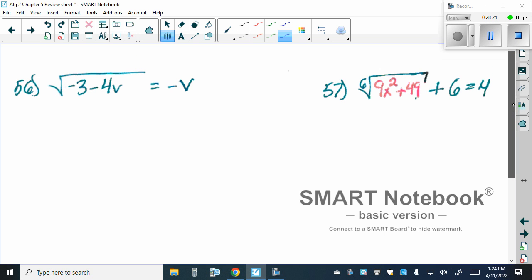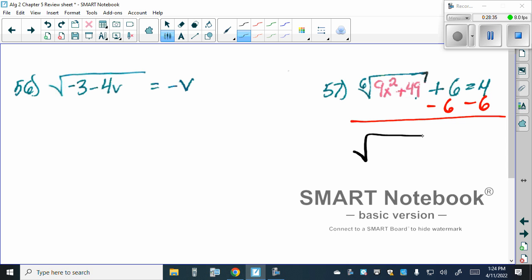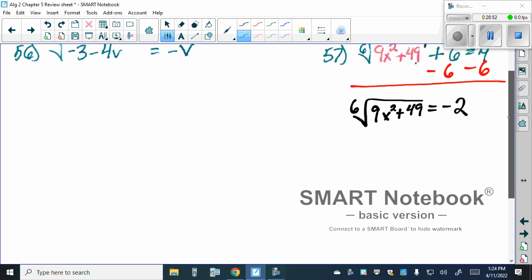So again, we need to get the radical by itself. The first thing we can do is subtract 6 from both sides, which will tell us that the 6th root of 9x squared plus 49 is equal to negative 2. At this point here, we can stop because there's no way that an even root can be negative.